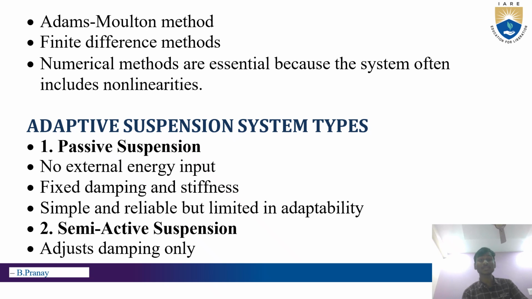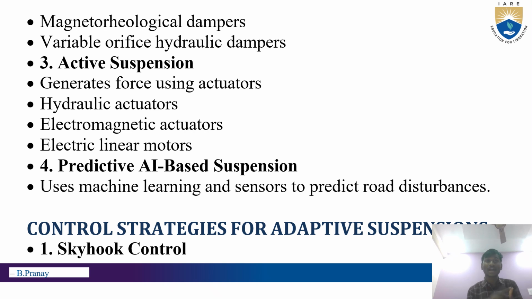Adaptive suspension system types. Passive suspension: no external energy input, fixed damping and stiffness, simple and reliable, but limited in adaptability. Semi-active suspension: adjusting damping only, using magnetorheological dampers and variable orifice hydraulic dampers. Active suspension generates force using actuators: hydraulic actuators, electromagnetic actuators, electric linear motors. Predictive AI based suspension uses machine learning and sensors to predict road disturbances.